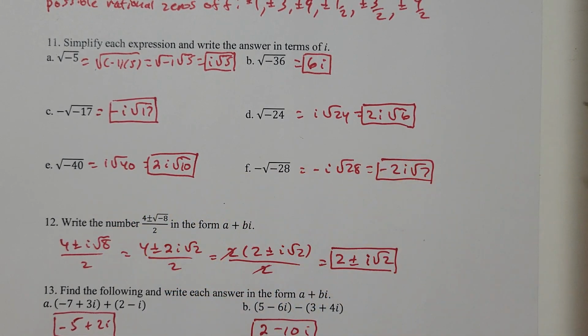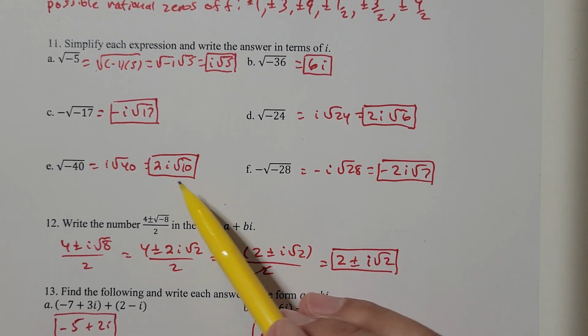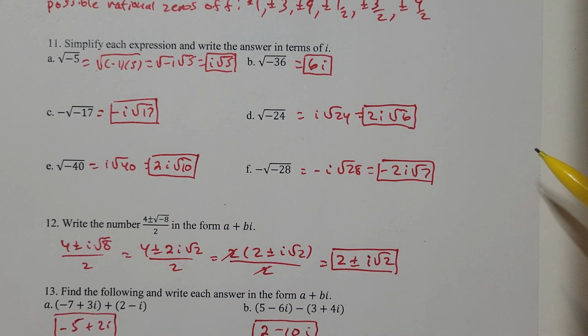How about the square root of -40? So that's the same as i root 40. And root 40 is going to break down. If we use 4 and 10, square root of 4 is 2. So 2i root 10, that'd be the answer.